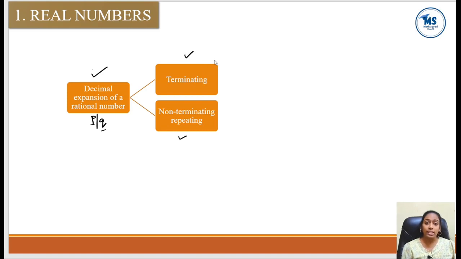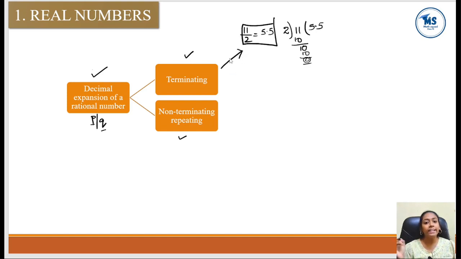Let's see what is terminating. Terminating means the decimal expansion ends at a certain point. For example, if my rational number is 11 by 2, let's see the decimal expansion of this. Let's divide by 2. 2 5s are 10, then the remainder is 1. I'll put a point here and take 0 here. Then again 5, 10, remainder is 0. The decimal expansion of 11 by 2 is 5.5, which is terminating. It ended at a certain point.